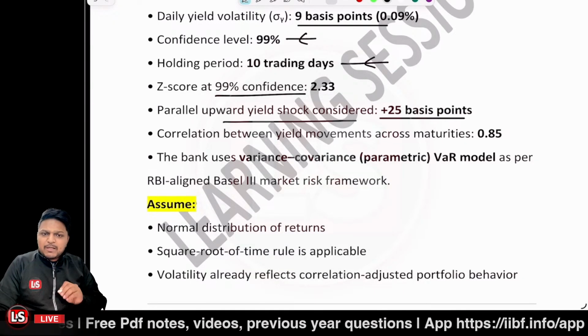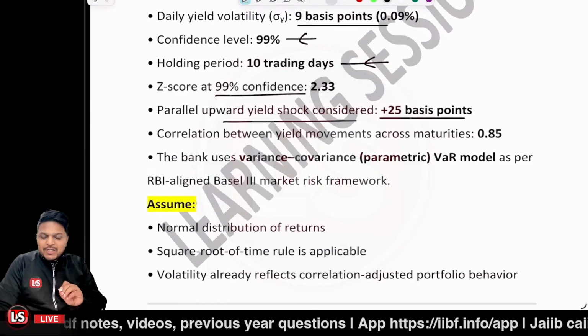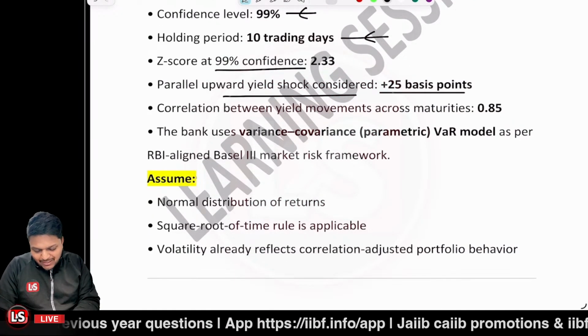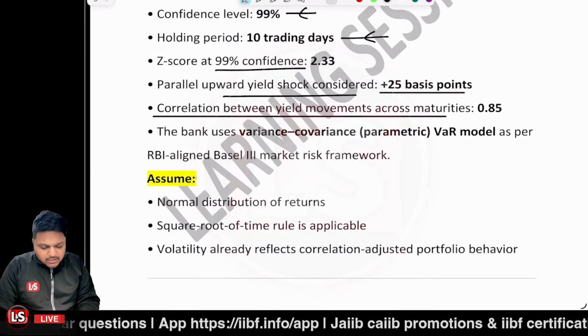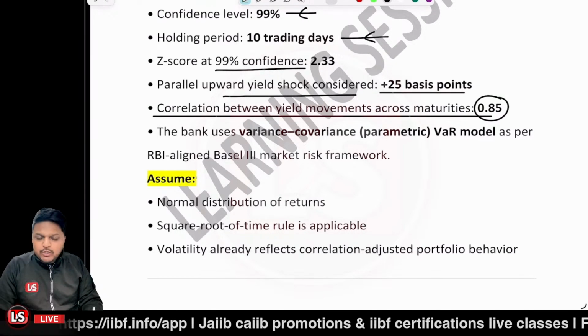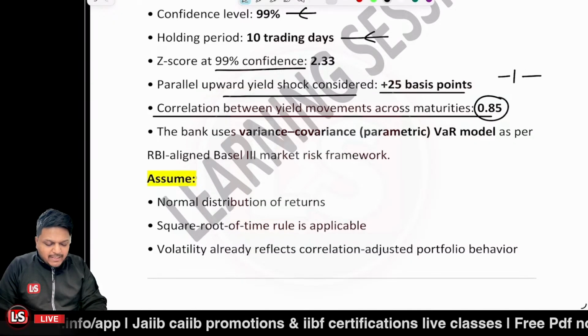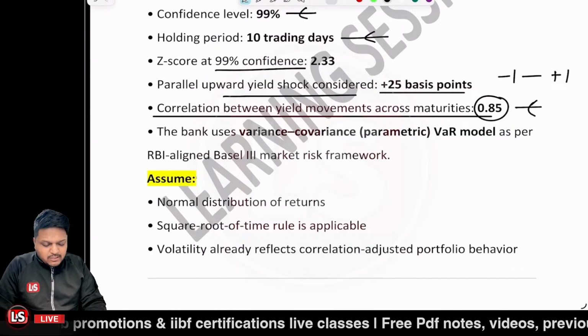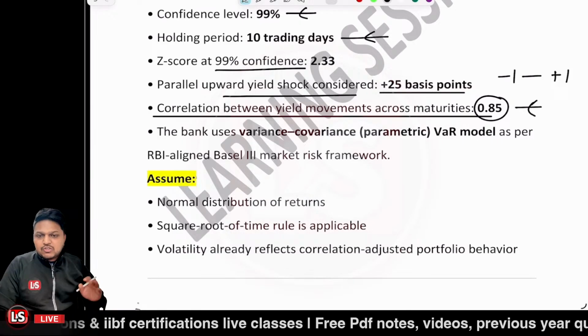Whatever these points are, I'll make you understand each and every point. Do not worry about it. Just try to consume this case study first of all. Correlation between the yield movements across maturities is 0.85. Now this correlation is positive. I told you, correlation value varies from -1 to +1. So this is a positive correlation, not a perfect positive relationship, but a highly positive relationship, right?